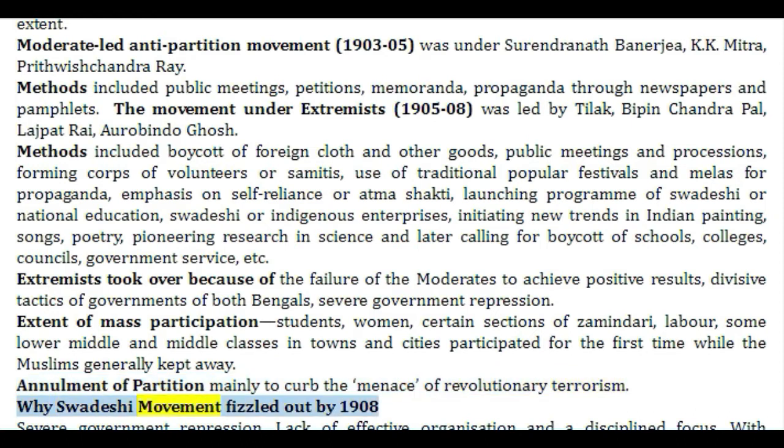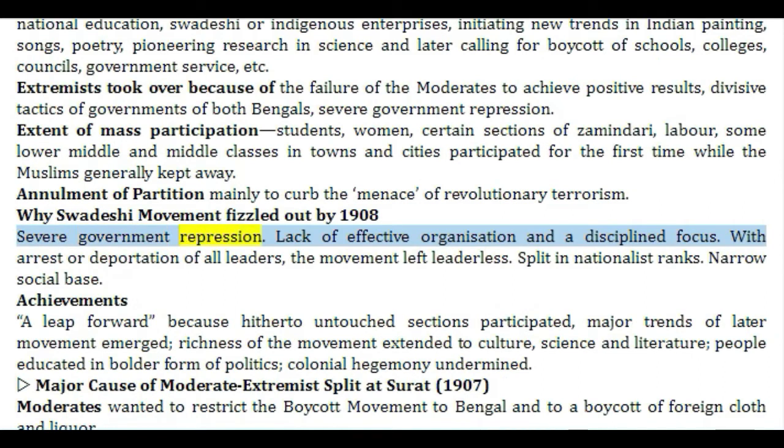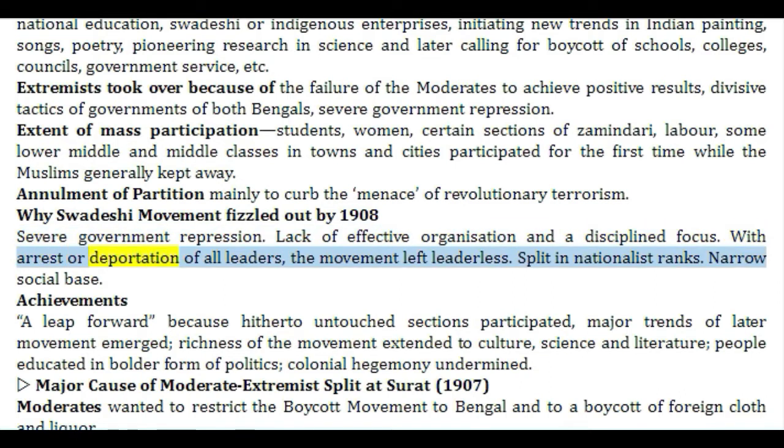Why the Swadeshi movement fizzled out by 1908: severe government repression. Lack of effective organization and a disciplined focus. With the arrest or deportation of all leaders, the movement was left leaderless. Split in nationalist ranks. Narrow social base.